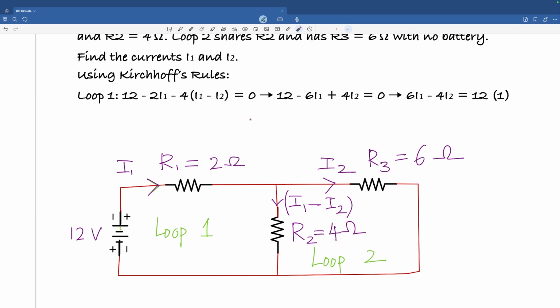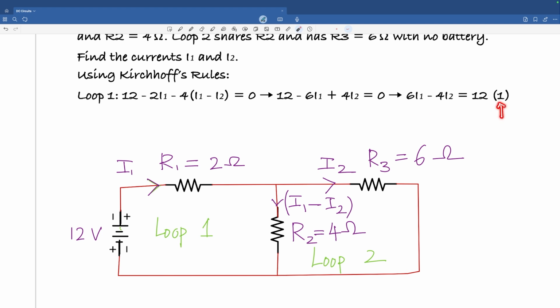So we got one equation from loop 1. Now you can distribute this, rearrange, collect the I1 terms, and you would get this equation. Or in other words, 6I1 minus 4I2 is 12. I've just rearranged those, and that's when you get that equation. That's called equation number 1.